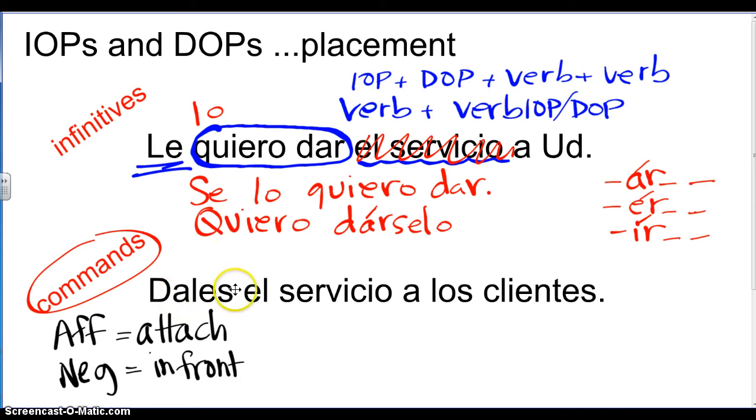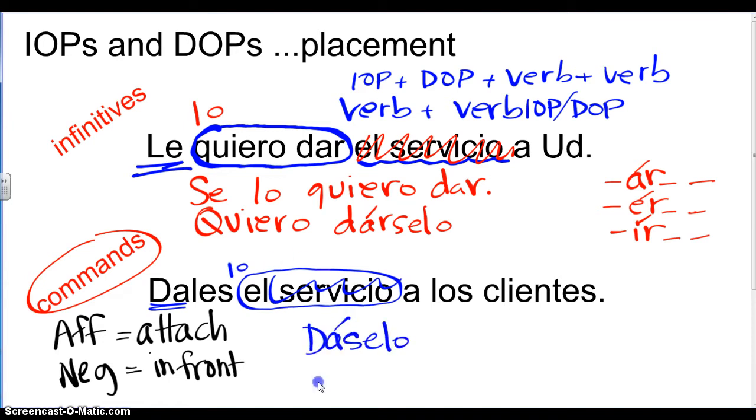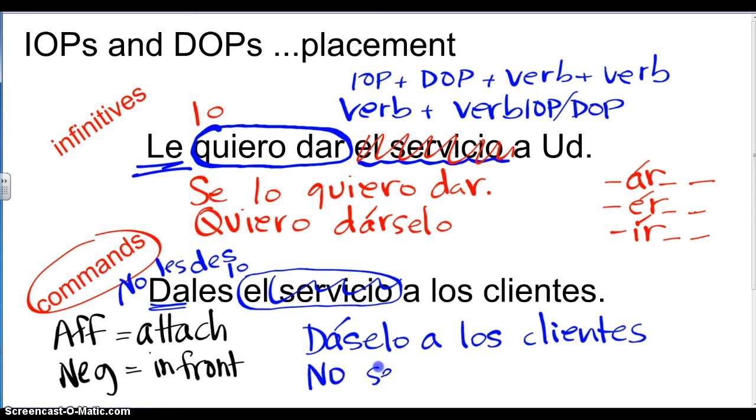So in the sentence, dales el servicio a los clientes, my command, my verb is da. I'm giving the service. So I'm replacing this with a lo. I can't say leslo, so it becomes dáselo. Okay, needs an accent. And I still need to put a los clientes because it's completely ambiguous who I'm giving it to if I don't. Okay, if this had been a negative command, no les des el servicio a los clientes, it would be no se lo des a los clientes.